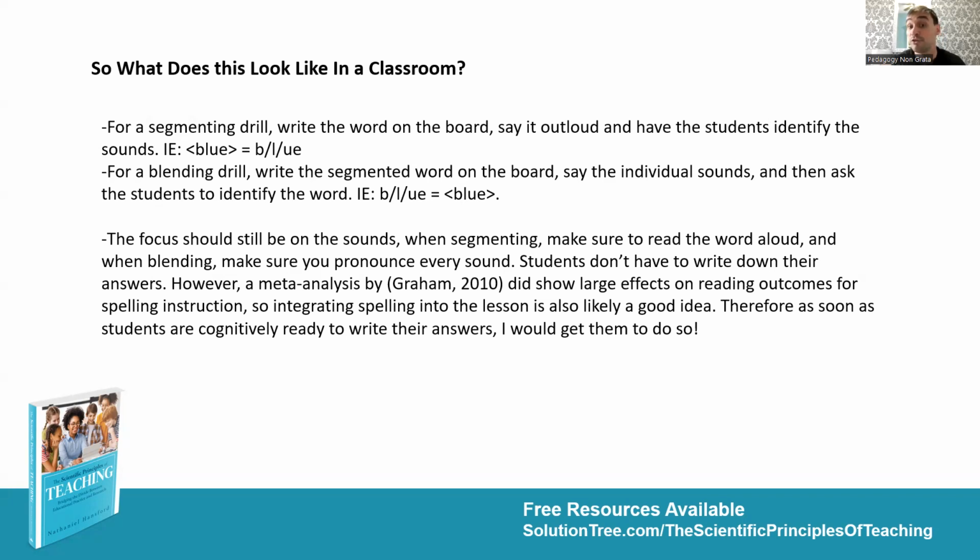However, a meta-analysis by Graham 2010 did show large effects on reading outcomes for spelling instruction. So integrating spelling into the lesson is also likely a good idea. Therefore, as soon as students are cognitively ready to write their answers, I would get them to do so. And this is just to acknowledge that maybe your students at the beginning of pre-K are not ready in every classroom to write the words as you segment or blend them. However, as soon as they're ready to hold that pencil and actually write it, I would have them do so. Now, you're always writing everything on the chalkboard anyways, so they don't have to have mastery of the English language and spelling to be able to follow along in their notebooks.